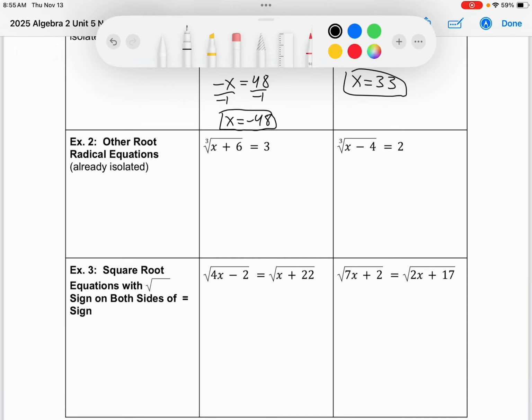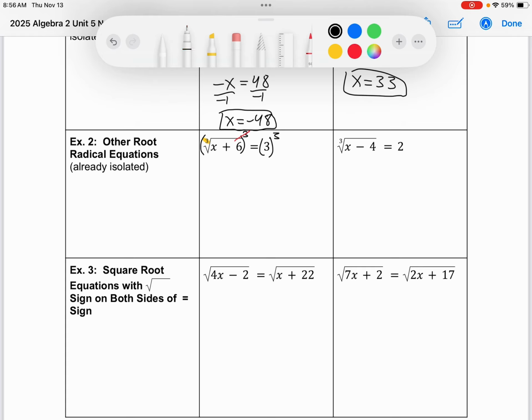Okay, so example 2 is all about being able to apply the same property, but when we have roots that are not simply the square root like we've had for the previous two. So for example, if I have the cube root, or the third root of x plus 6 equals 3, I'm not going to be squaring both sides of the equation because I want to cancel out with the third root. I'm going to be taking these to the third power in order to cancel out with the third root.